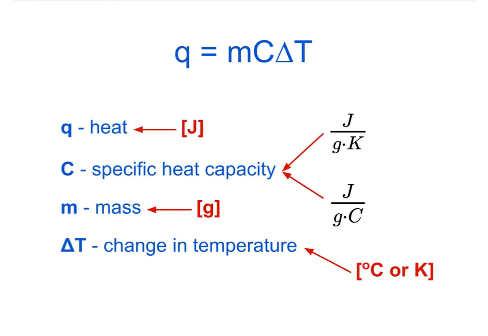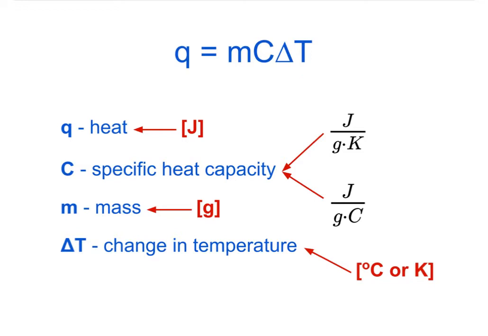Here is the formula that we will be using. The amount of heat lost or gained during the energy transfer depends on 3 things: the mass of the sample, the specific heat capacity of the substance that we are analyzing, and the change in temperature that occurred during that process.